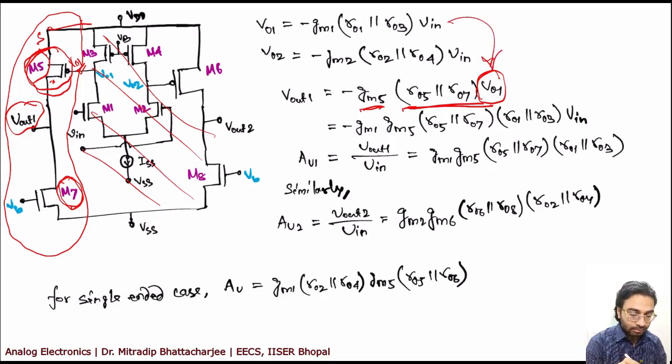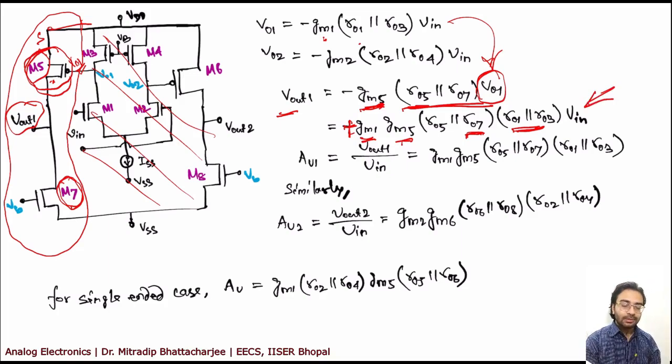You will get, so for your Vout1, it will be minus GM1 R01 R03, and you have GM5 R05 R07, so it will be plus in this case, okay, it will not be minus. So your Vout1 will be something like this.